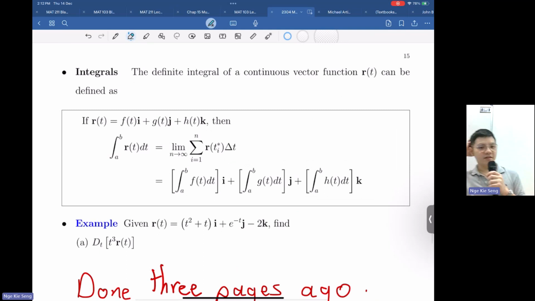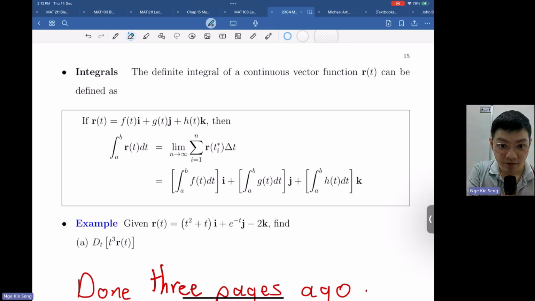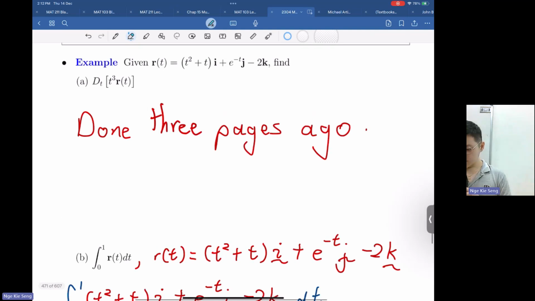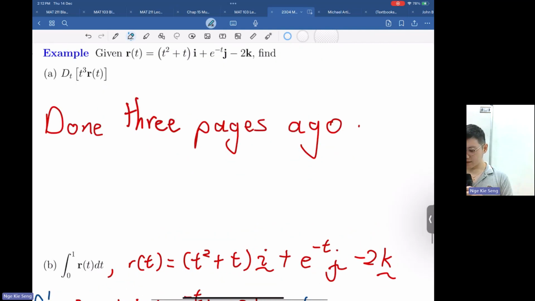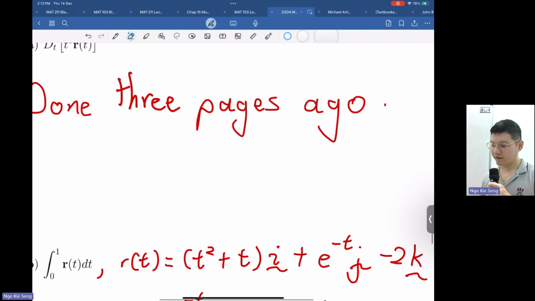Next, after differentiation, we will do integration. We also define it as a limit, but similarly, we just integrate every component if we want to integrate a vector-valued function. Let's see if we have something to do here. Maybe we want to do some exercise, maybe this is useful later. So let's do this exercise: integrate this vector function here.